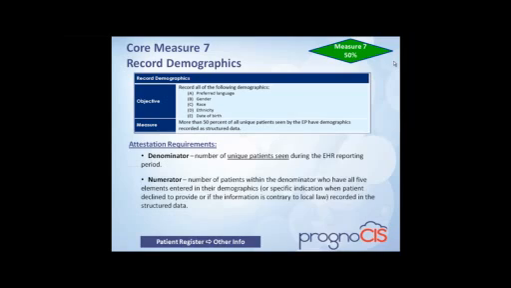The numerator then is going to look at only those unique patients seen and validate if all 5 of these data elements have been stored in the EHR system. And if so, it will be counted as compliant in the numerator, which must exceed that 50% threshold. Within Core Measure 7, there are no exclusions, so it is a mandatory measure that all providers must comply with.